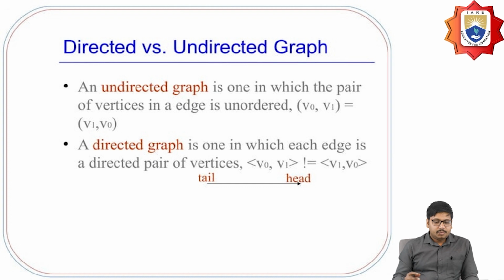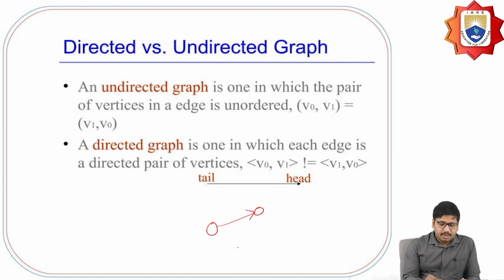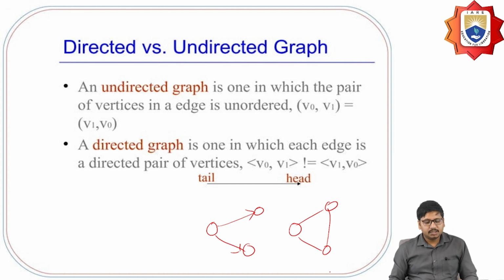So what is the difference between the directed graph and undirected graph? An undirected graph is one in which the pair of vertices in an edge is unordered, and a directed graph is one where the edge is a directed pair of vertices. Whenever the graph is going to hold directions, it should be treated as a directed graph. If it holds undirected edges, then it should be called an undirected graph.